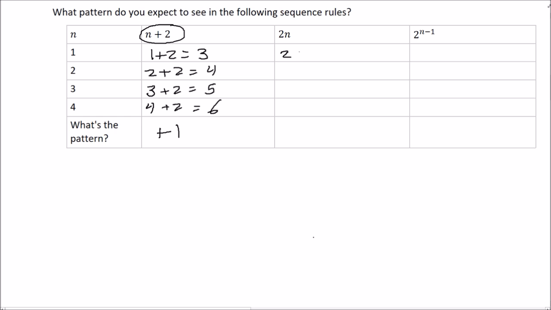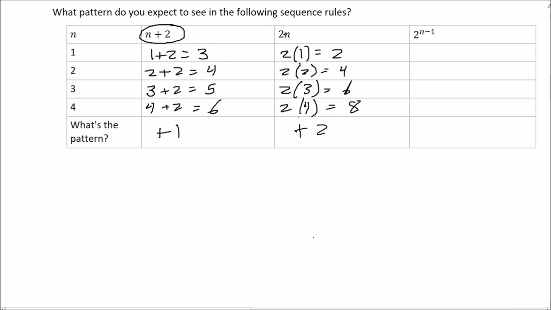So here we get 2 times 1, and notice we have multiplication here. What pattern do you expect to see when there's multiplication? 2 times 1 is 2, and we get 2 times 2, and that's 4, and 2 times 3, and that's 6, and we get 2 times 4, and that's 8. 2, 4, 6, 8. So what are we doing every time? Looks like we're adding 2 each time.